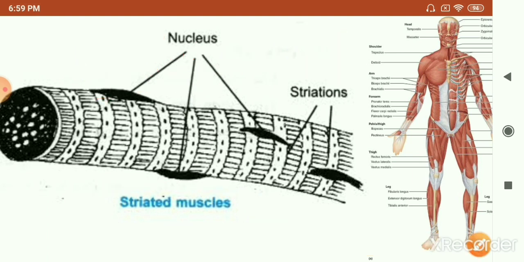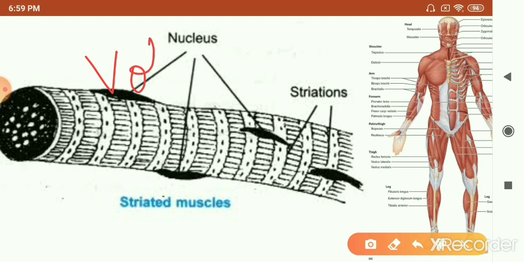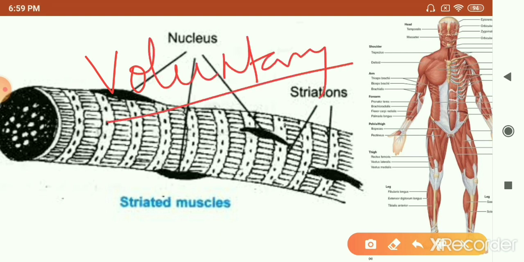So striated muscles are called so because they have striations. These muscles are also called voluntary muscles because their movement can be controlled. They are called voluntary muscles because we can control the movement of these muscles. These muscles are also called skeletal muscles because they are attached to the bones.